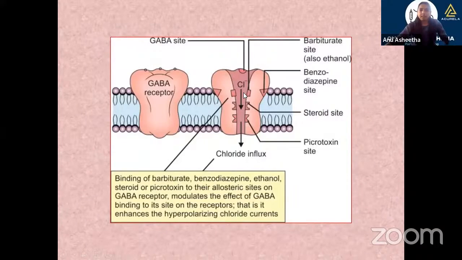So here it is clearly seen. This is the GABA site, this is the barbiturate site, and the benzodiazepine site is also presented. When these find their place, the chloride channel opens and the chloride influx takes place.